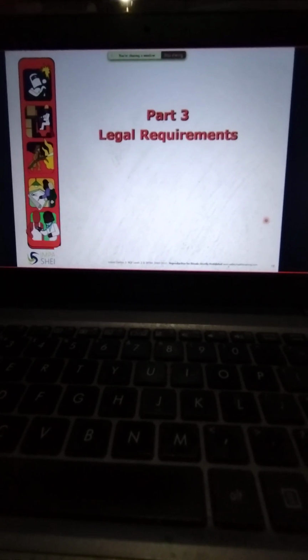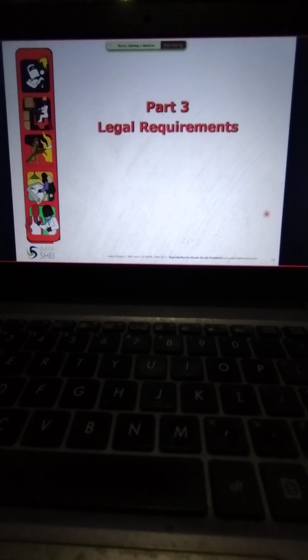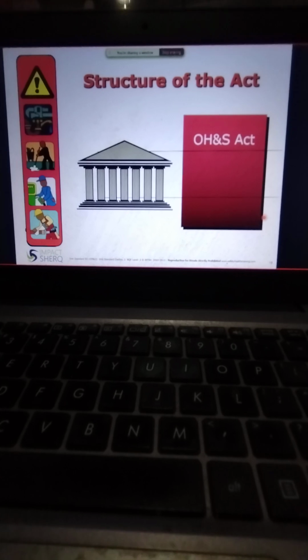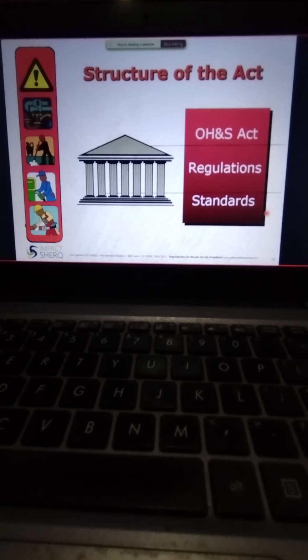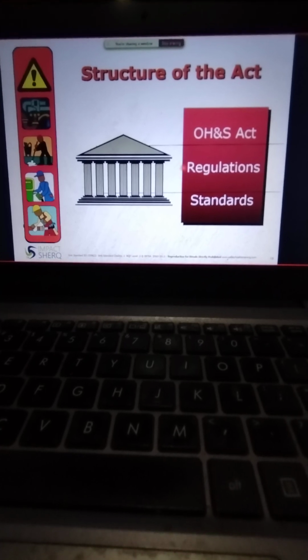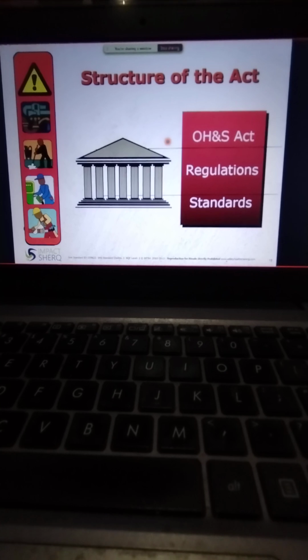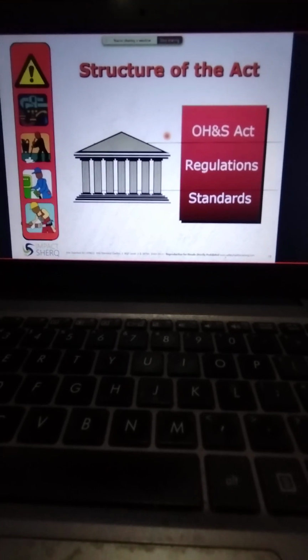I won't dwell much on part 3 here, because on the second module, modules 2 and 3, that's where we'll look at the law in detail. And in health and safety, there is a law which we use, called the Occupational Health and Safety Act. Now, this is the structure of the law when it comes to health and safety. There are 3 elements. Number 1, we have what we call the OHS Act, the Occupational Health and Safety Act.